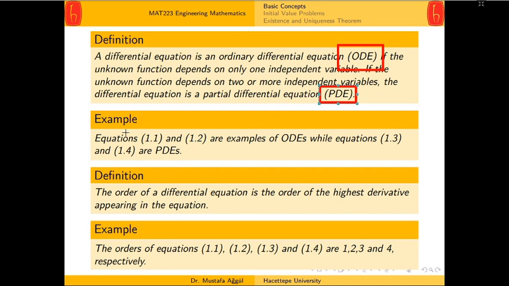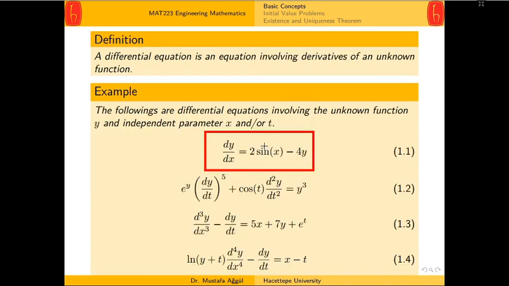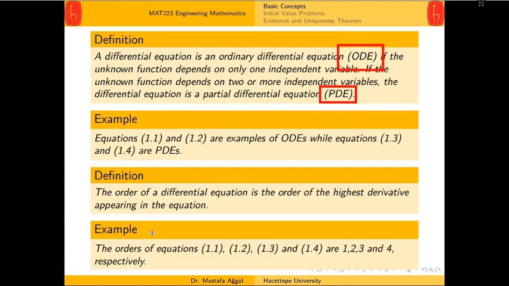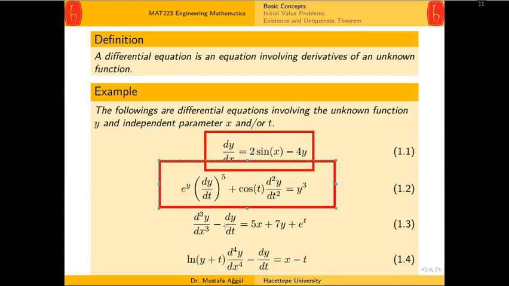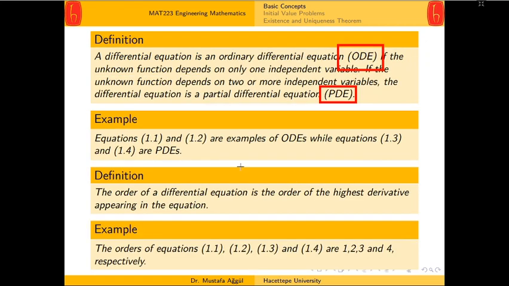For example, equations 1.1 and 1.2 are examples of ODEs. So let's see here, this is an ODE because we have one independent variable, and this is also an ODE because we have only one independent variable. And 1.3 and 1.4 are PDEs because we have one and two independent variables, so it's more than one. That means we are working with PDEs in equations 1.3 and 1.4.